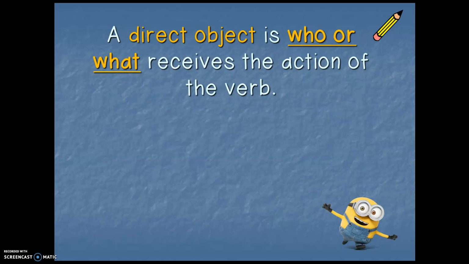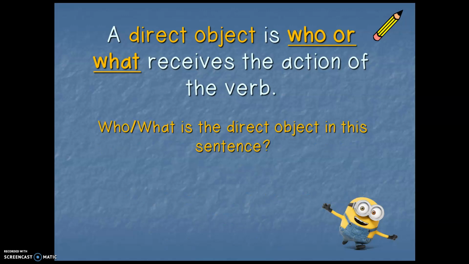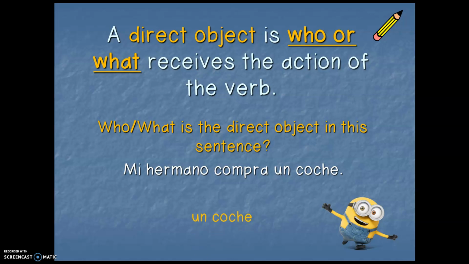A direct object is who or what receives the action of the verb. Who or what is a direct object in this sentence? Mi hermano compra un coche. So what is it that is being bought in this sentence? Bravo, un coche.